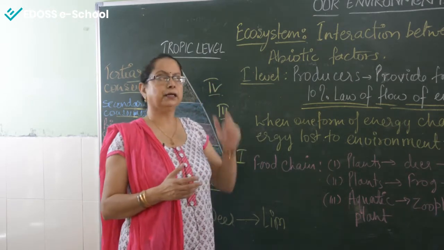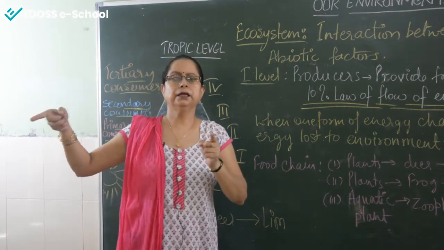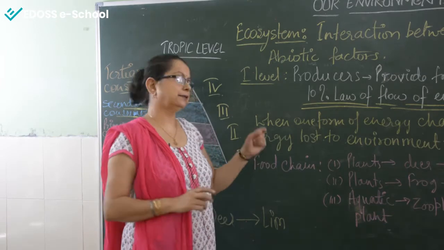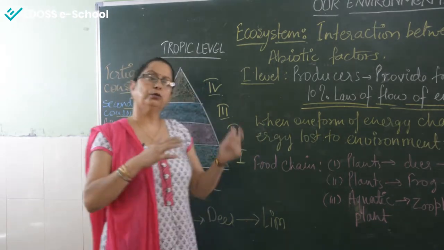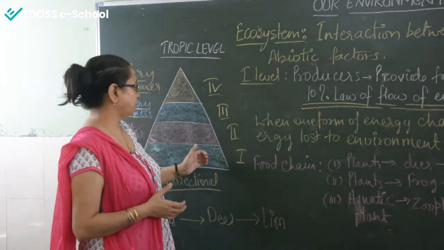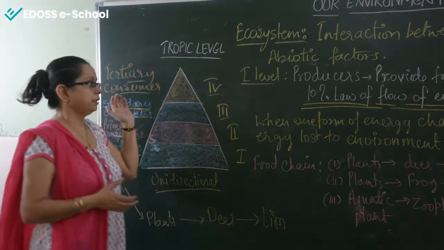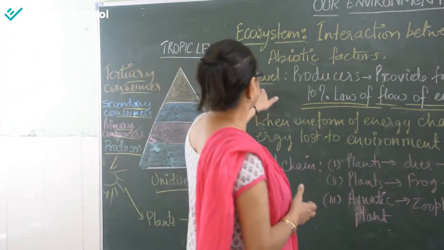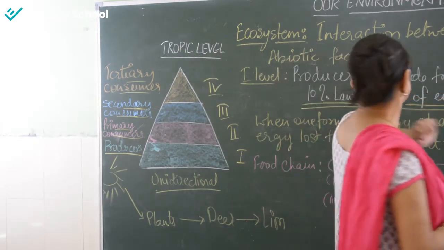Second step is converting the solar energy or light energy into chemical energy. And the third thing is the splitting of carbon dioxide into carbohydrate and so on. So in these three steps, food is formed. That is the life for the plants themselves and for the other consumers. Now we'll come to the first level, producers that provide food through photosynthesis.